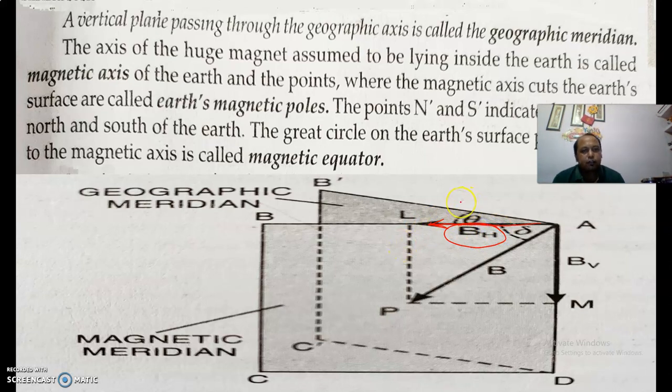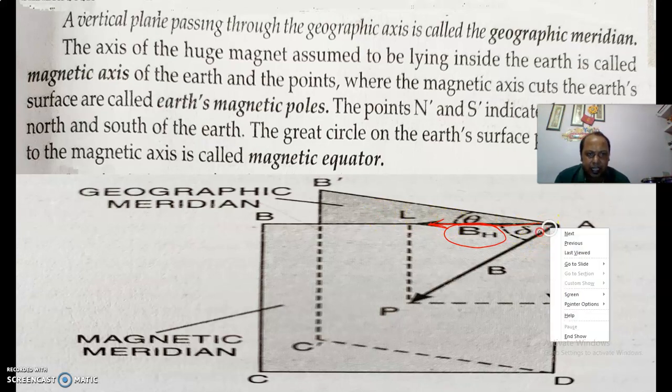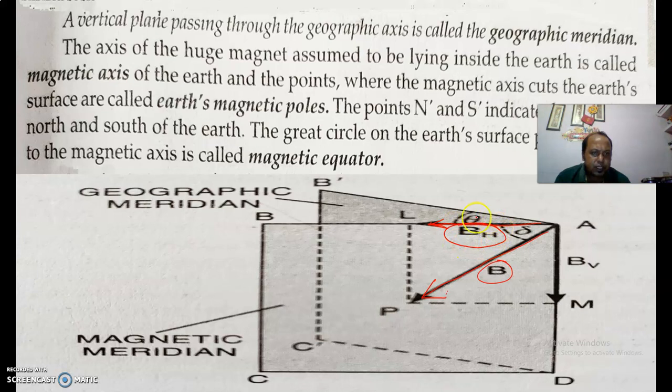But when we take a magnetic needle which is free to rotate in the vertical as well as in the horizontal plane, then it will actually show the direction in which the magnetic field acts, which is given by B. And BH, the horizontal component of the actual magnetic field B, makes an angle of del with B. The angle between the horizontal component and the actual direction of the magnetic field is known as the angle of dip.